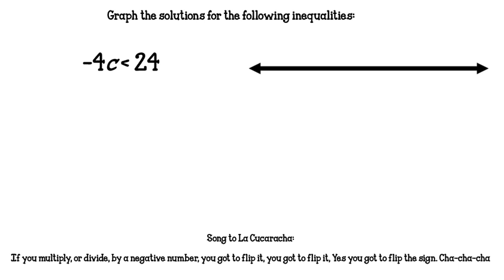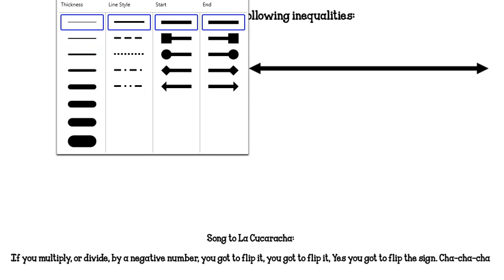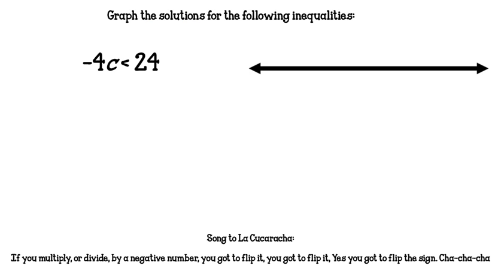Okay, so here's where things get a little confusing, because you have the song that you have to flip it, switch it to make the variable on the left side, but we also have another reason that we sometimes will flip the symbol but not the numbers. So to get C by itself, I'm going to divide both sides by -4. What you do to one side, you must do to the other.